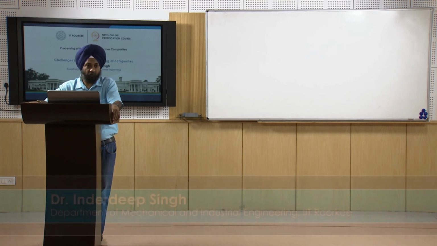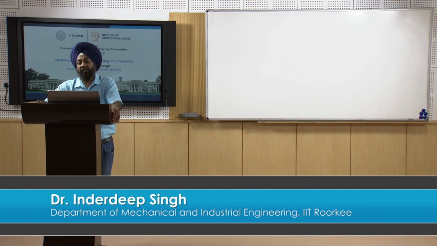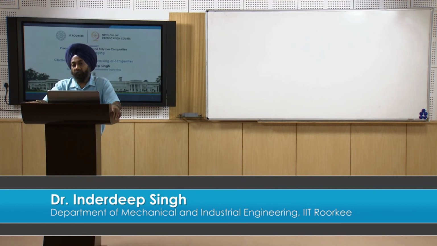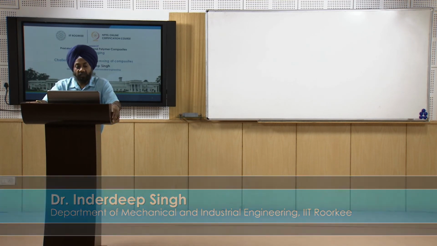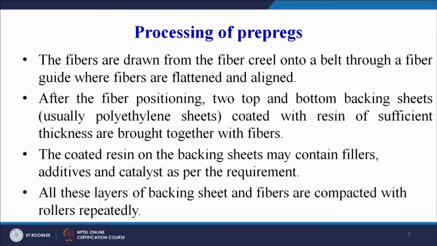Now processing of prepregs, whatever we have tried to understand with the help of the diagram or schematic, let us try to understand it with the help of very simple sentences. The fibers are drawn from the fiber creel onto a belt through a fiber guide where fibers are flattened and aligned. So first stage is, there are two major constituents in a prepreg. The first constituent is a fiber. Now from where the fiber is coming, that we are trying to understand here.